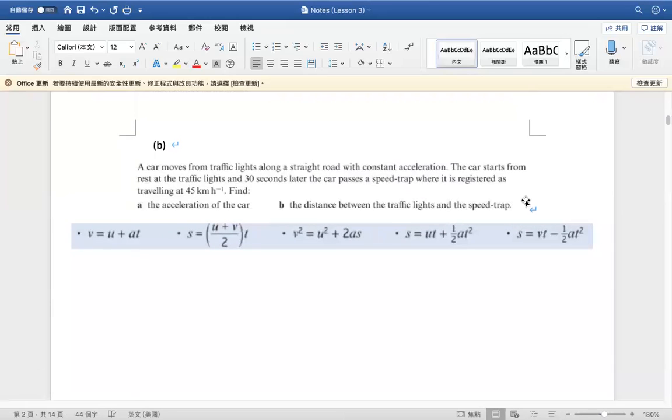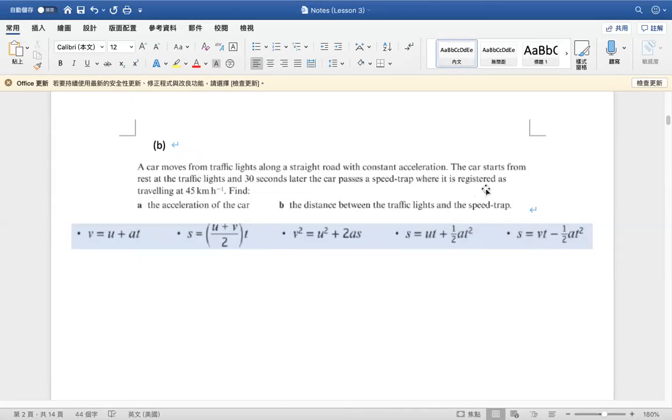All right, next question here. We have a car which moves from the traffic light along a straight road with constant acceleration. The car starts from rest at the traffic lights, and 30 seconds later, the car passes a speed trap where it is registered as traveling at 4 km per hour. Okay. And then we want to find the acceleration and displacement between the traffic light and the speed trap.